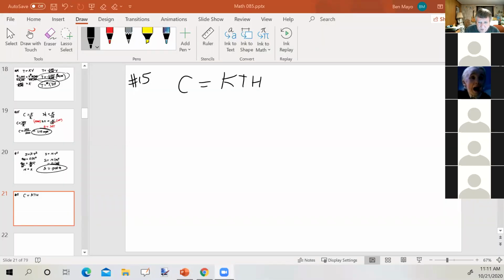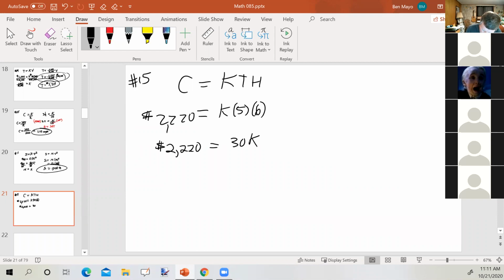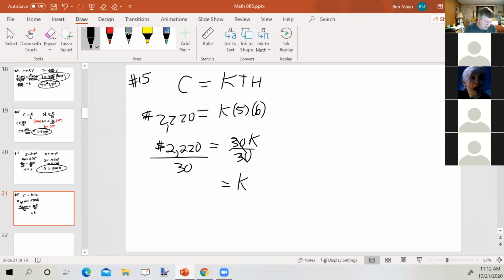Okay, when 5 trucks are used for 6 hours each, the cost is $2,220, which means $2,220 equals 30 times K. Dividing both sides by 30, we take 2220 divided by 30, which gives us 74. So C equals 74 TH.